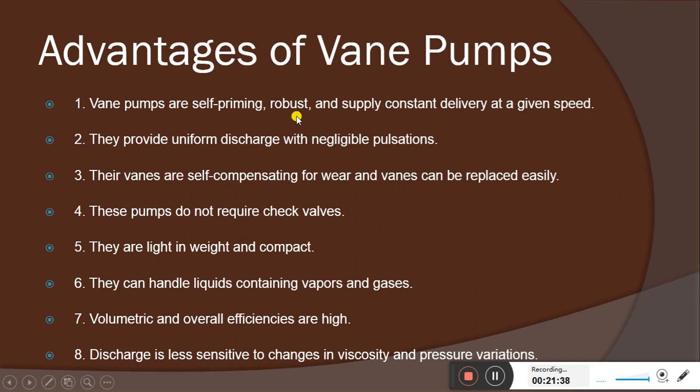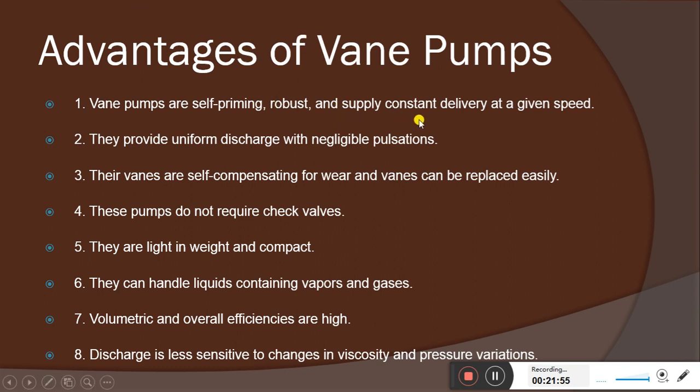Why do we call it robust? Because it has equal pressures at inlet and outlet. It results in no pressure or no loading on the bearings, so it can work for a longer term. That's why it is called a robust construction.